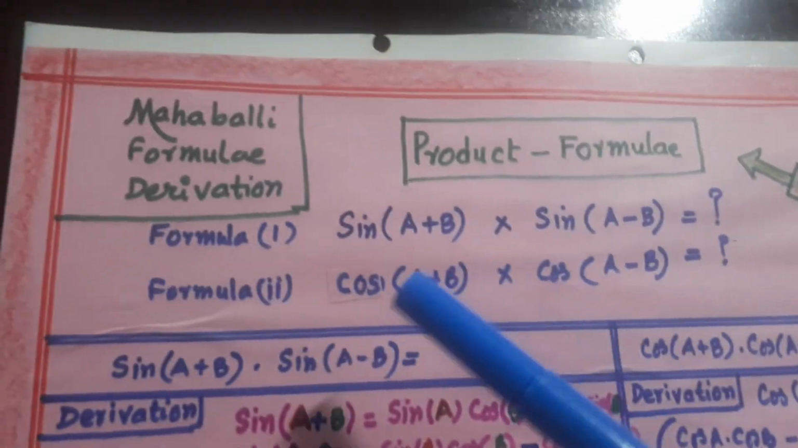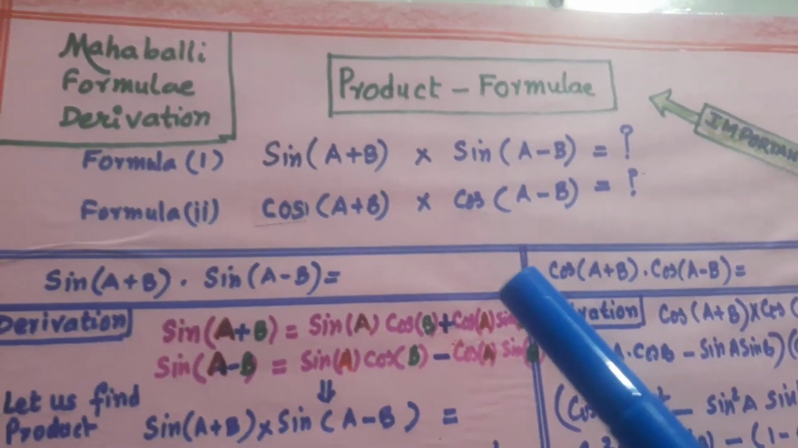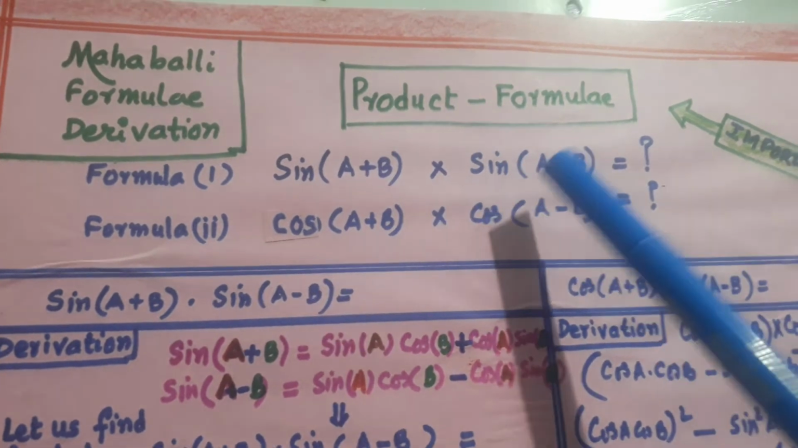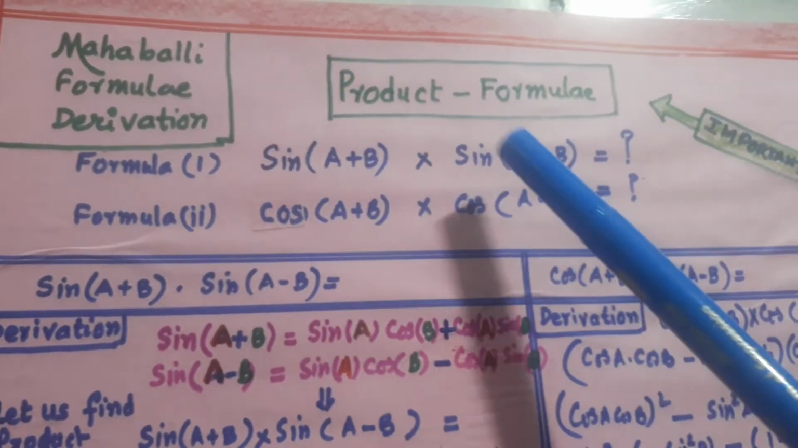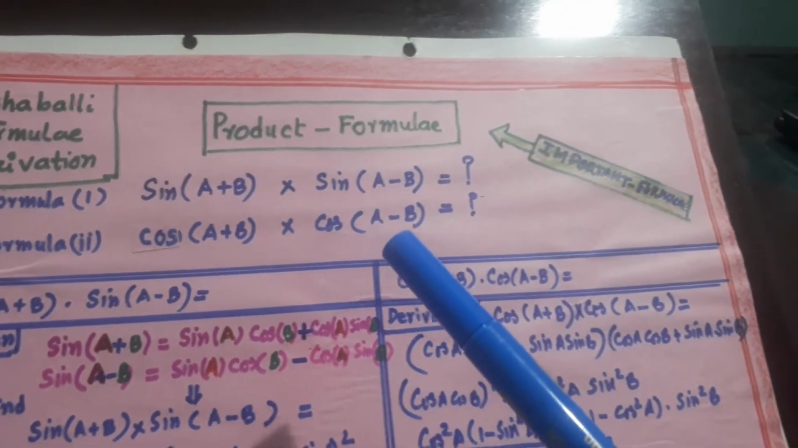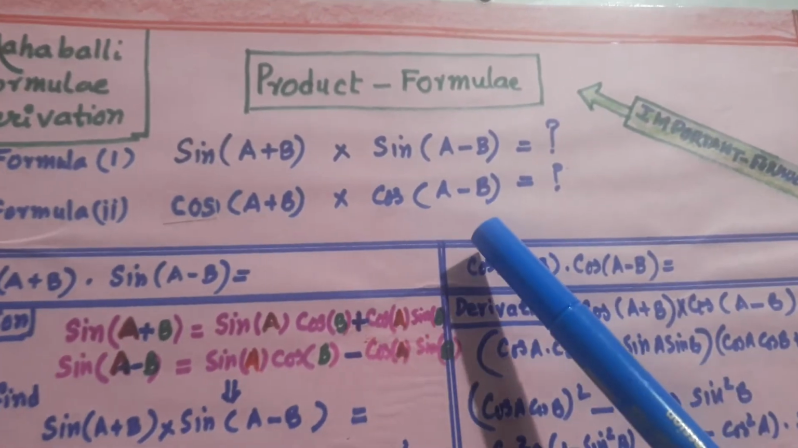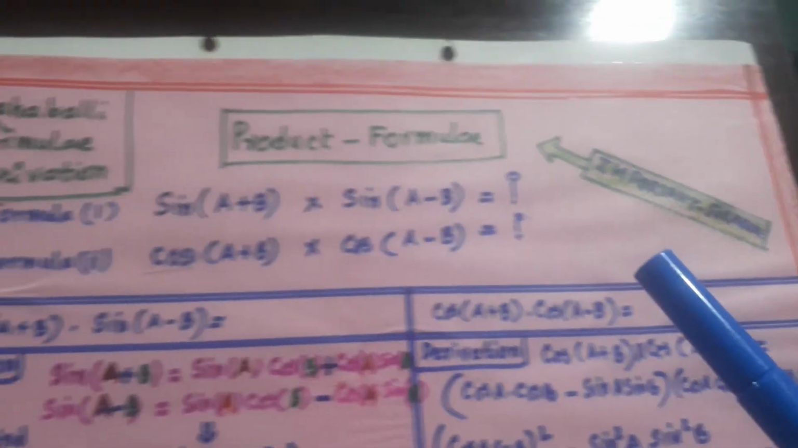Now, product family. Sin A plus B we know, sin A minus B we know, we'll make the product and we'll create another formula. And similarly, cos A plus B we know, cos A minus B we know, we will create another formula.